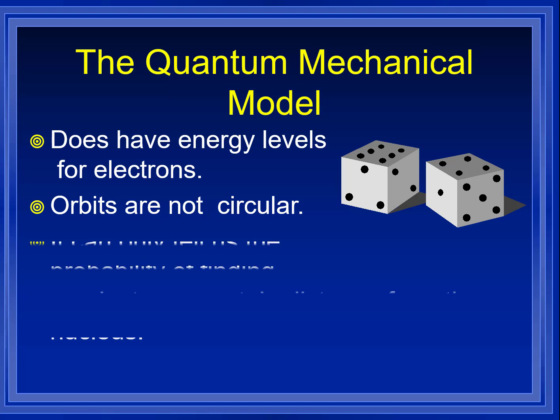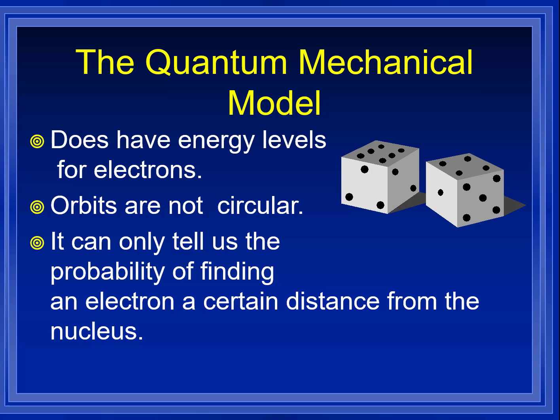Okay, but like I said, you can't solve it exactly, but you can find the probability of finding an electron a certain distance from the nucleus. The probability of finding an electron. Hey, we've already talked about that. That was our description of the electron cloud.